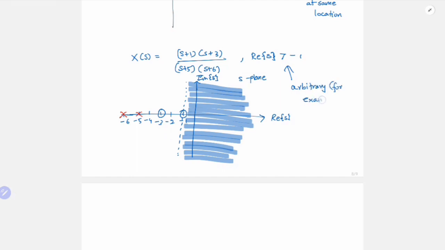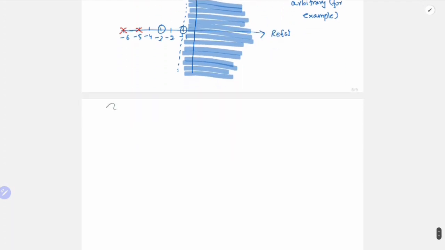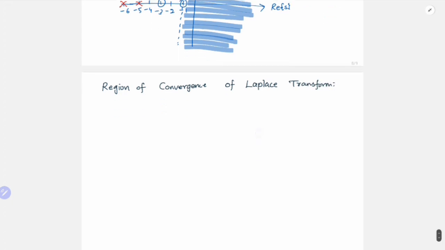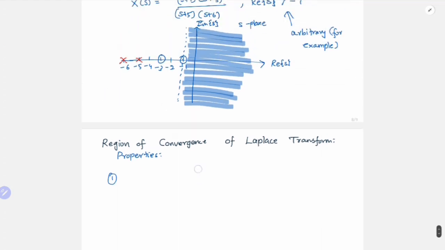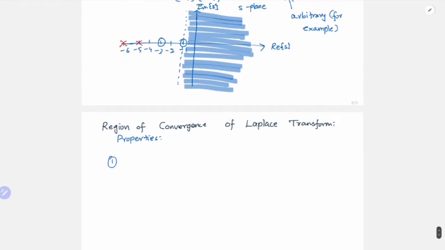For example. So we'll study more about the region of convergence of the Laplace transform now. We'll see some properties related to this region of convergence. The first property is that the ROC of X(s) consists of strips parallel to the j omega axis in the s-plane. So I'll write it down.